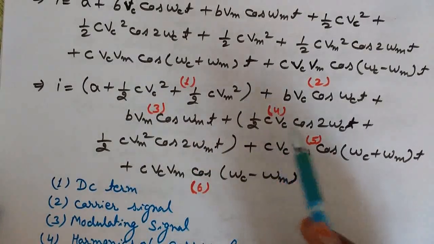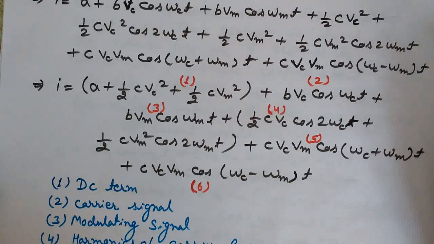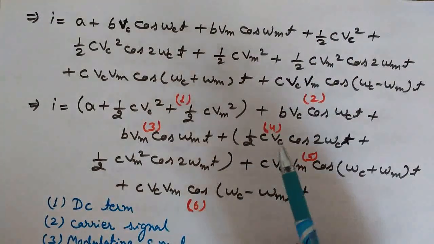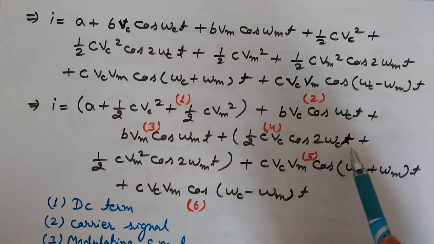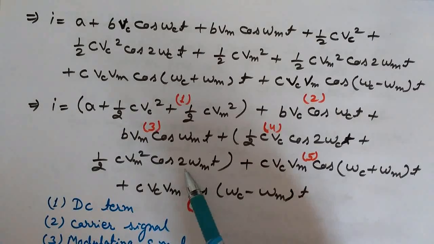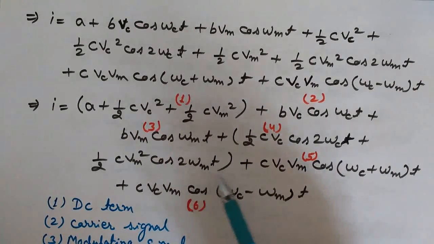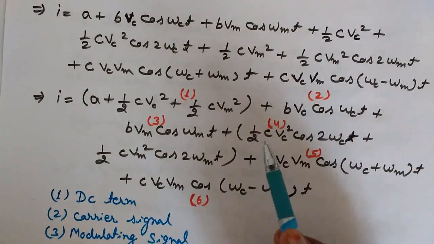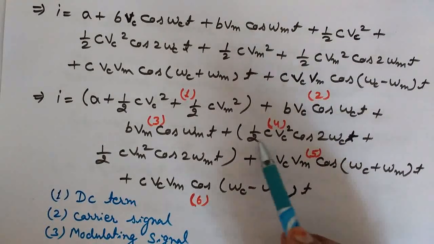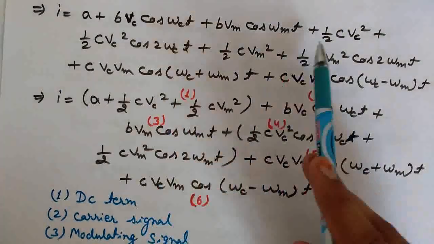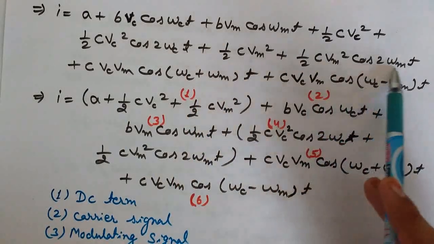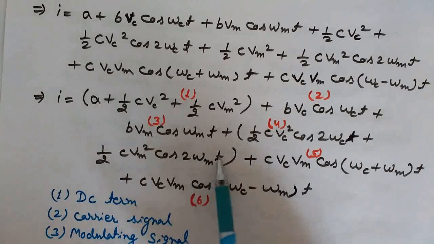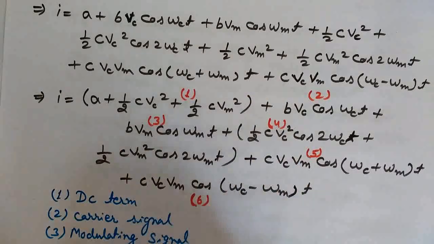The fourth one is the harmonics of carrier and modulating signal. These are the higher frequency terms. The fourth part is half cvc, where you observe 2 omega ct plus 2 omega mt. These are the high frequency terms. So here are the harmonics of carrier and modulating signal: half cvc square cos 2 omega ct and half cvm square cos 2 omega mt. We have grouped these two parts together in the fourth part.